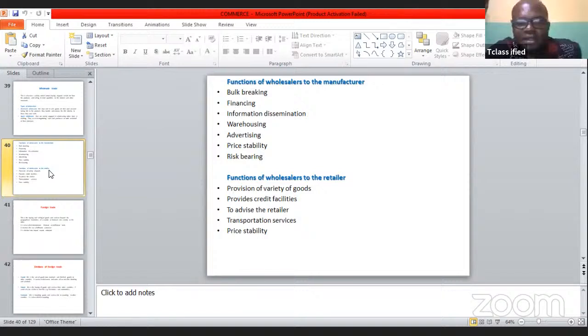So they are helping the manufacturer to advertise. They ensure price stability, because they stock the goods and ensure that the same price is sold over a long period of time. They also bear the risk because they buy in bulk.